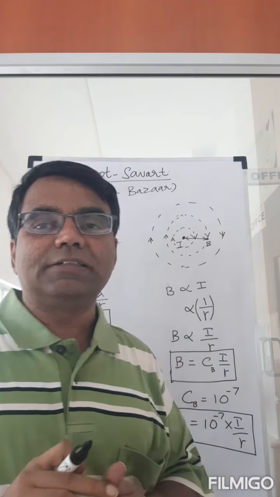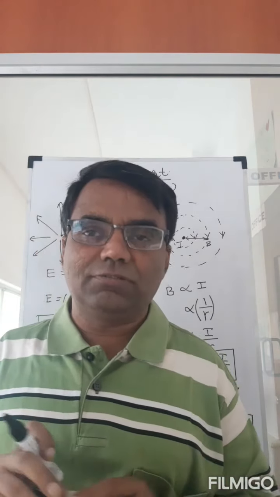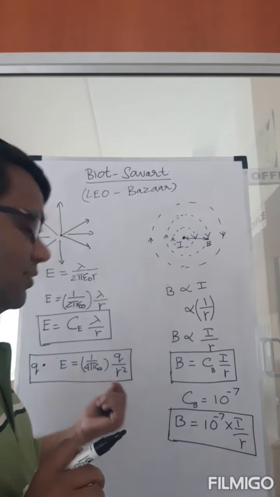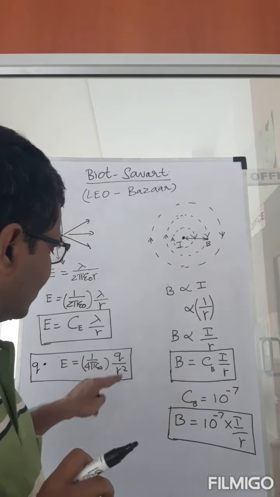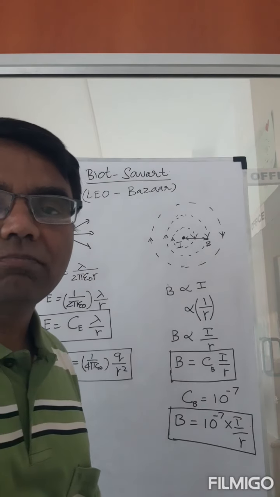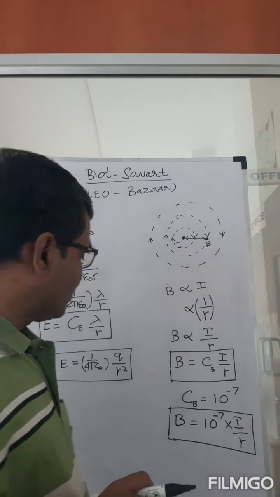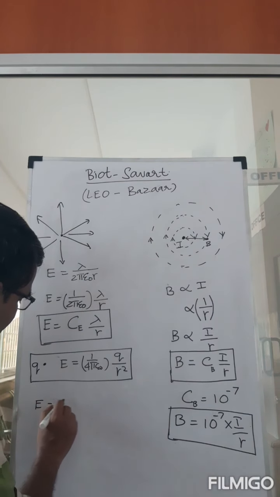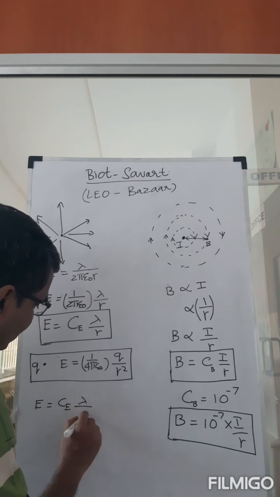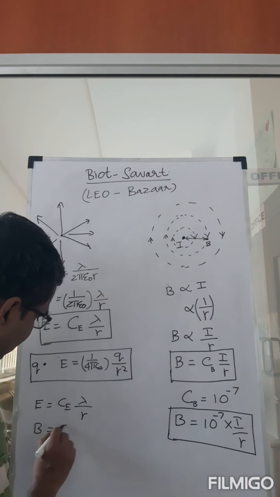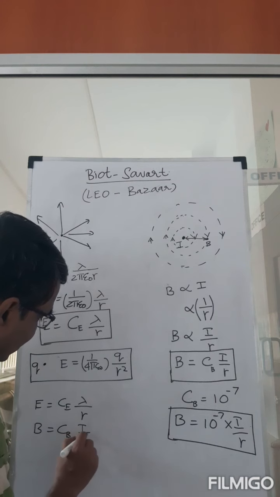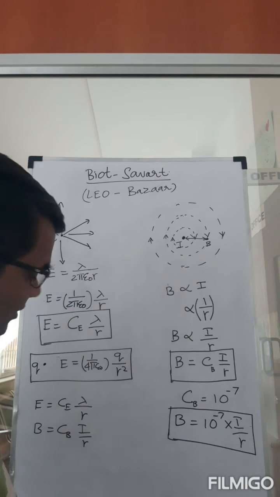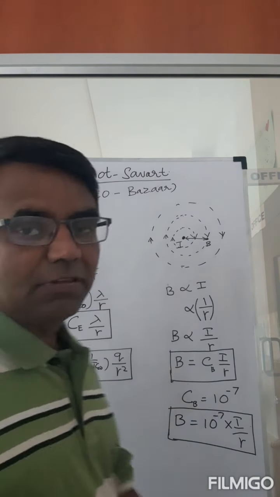So the field produced by a magnetic charge can be treated to be similar to this. Let's compare the quantities. You got E is equal to C lambda by R, and then you got B is equal to some constant C_B into I by R. So this is a constant, this is a constant, this is R, this is R. So lambda is similar to I.